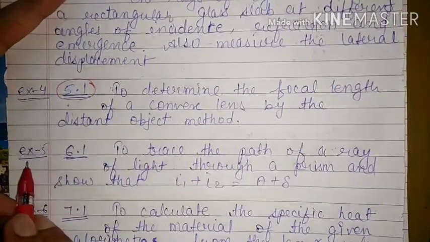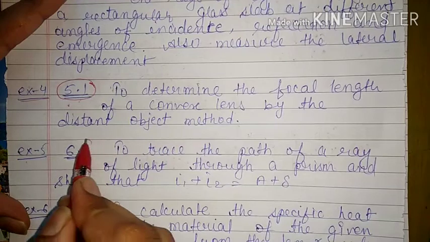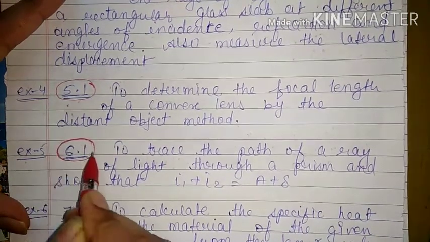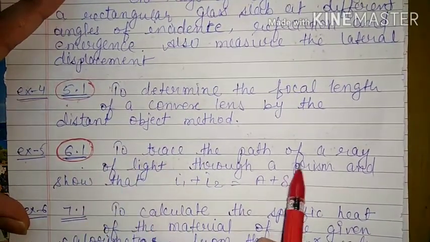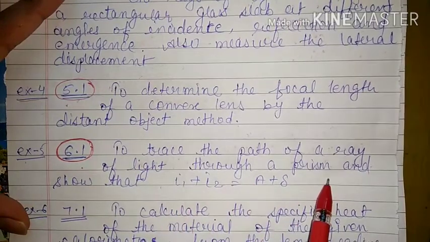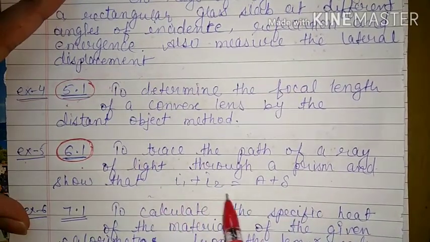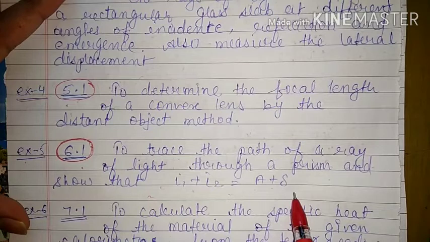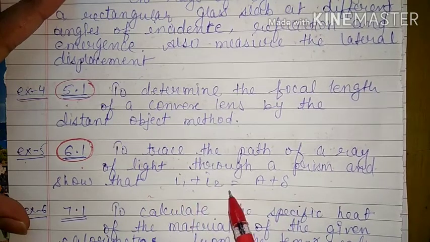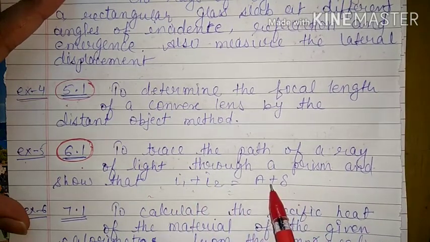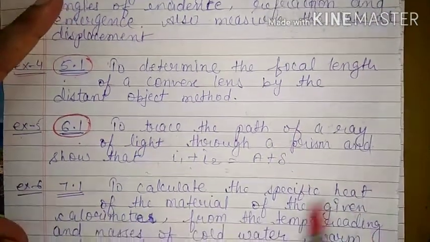Then the fifth experiment is marked as 6.1 in your lab manual. So, to trace the path of a ray of light through a prism and show that i1 plus i2 is equal to A plus delta. That is, angle of incidence plus angle of emergence is equal to prism angle plus angle of deviation.